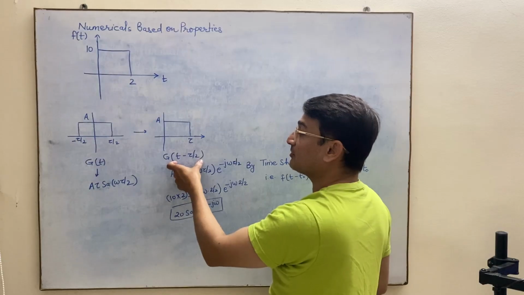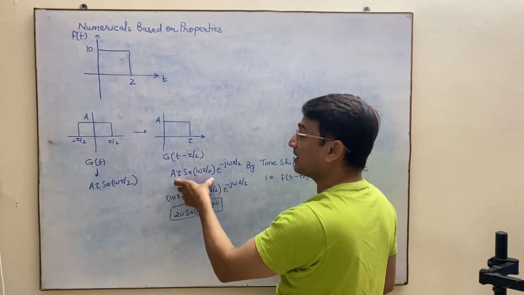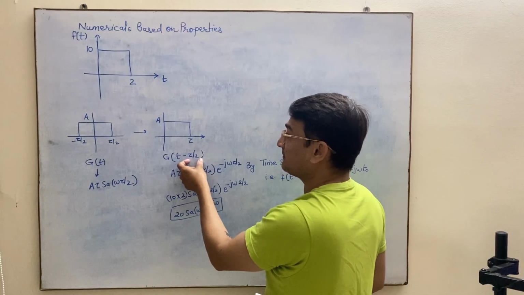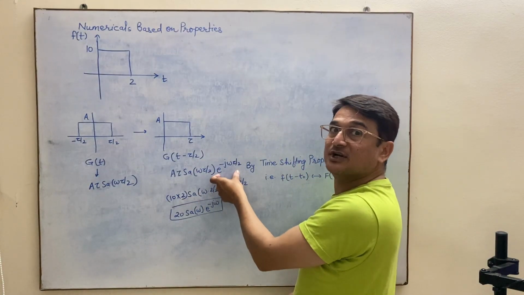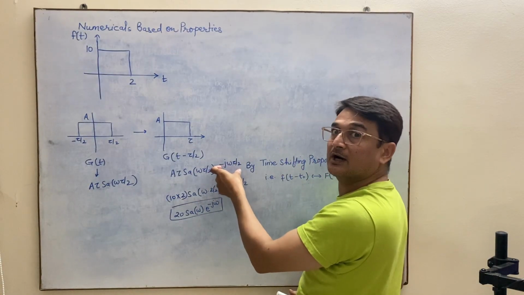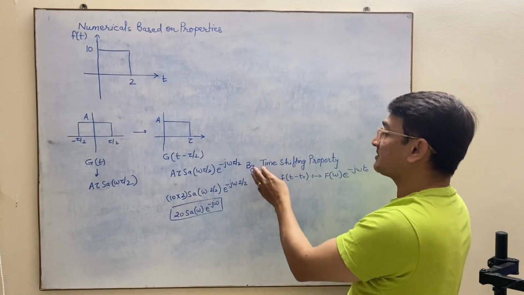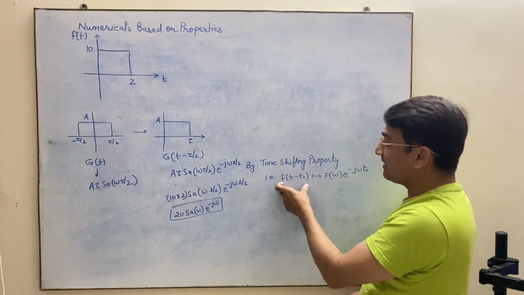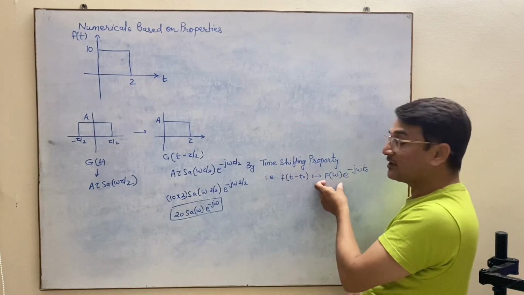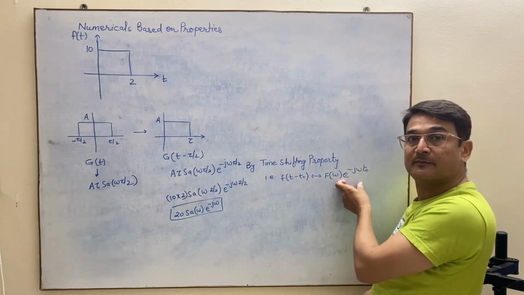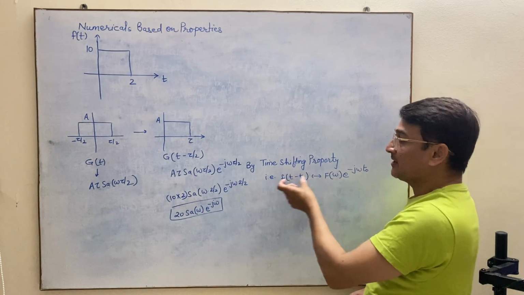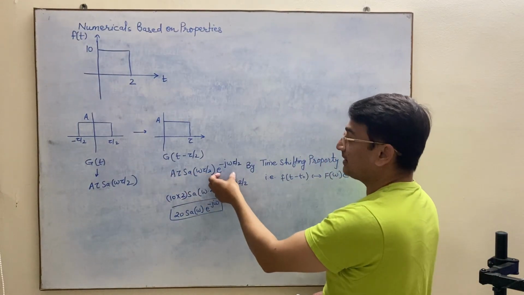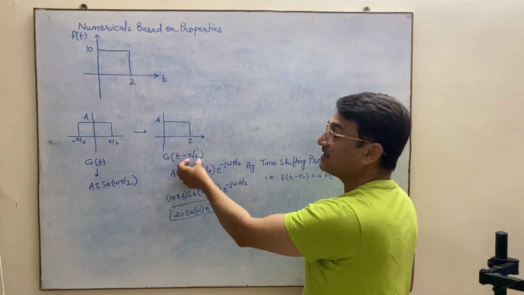So the Fourier transform of this will be A tau Sa(omega tau by 2), which is the Fourier transform of g(t), and this shifted thing will be shifted in the exponential term, which is e to the power minus j omega tau by 2. Just for reference, the time shifting property says that f(t minus t naught) will have Fourier transform F(omega) e raised to the power minus j omega t naught. Similarly, I have shifted this t naught in the exponential term, where t naught is tau by 2 in this case.